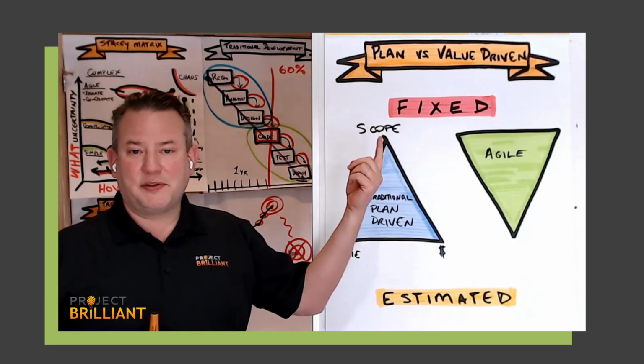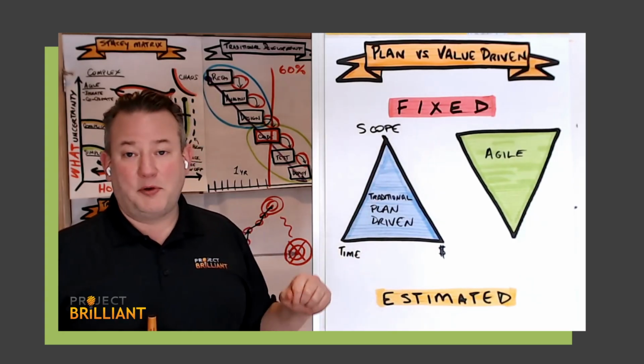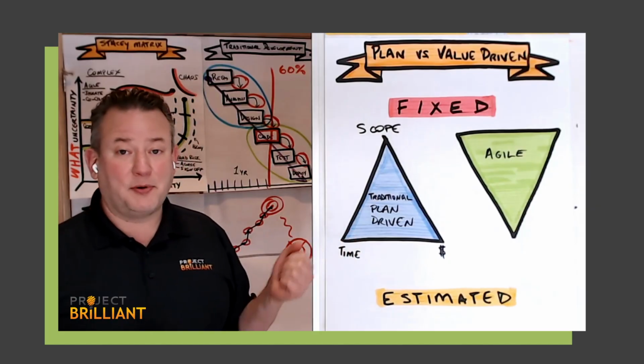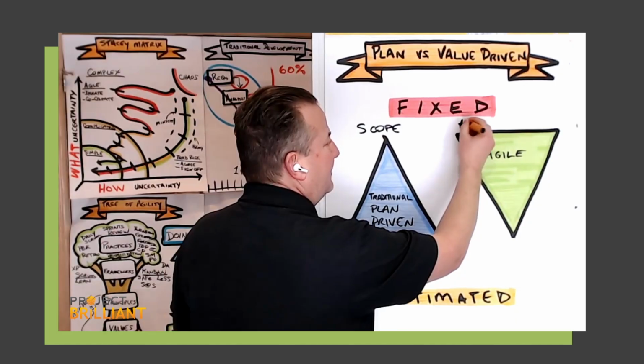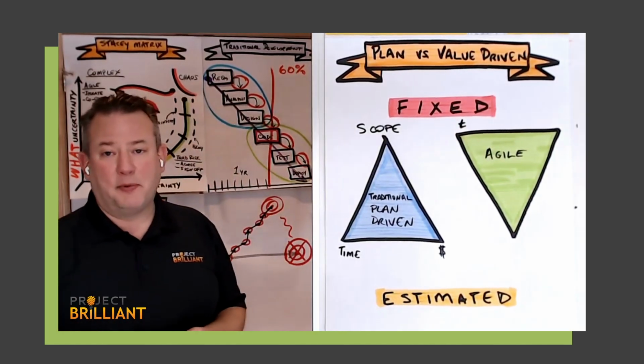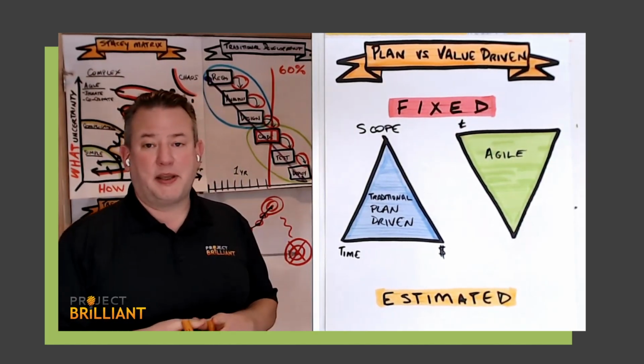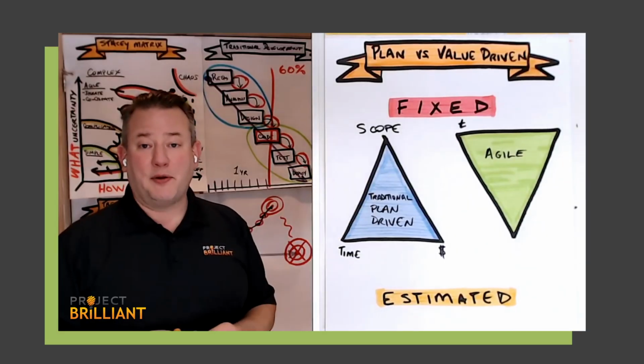And so instead of fixing scope and then deriving time and cost, what we do is go the exact opposite. In an Agile approach, what we're going to do is say, when do you want it? Let's set a date out there. So let's set the time as the first fixed variable. Let's set a delivery date, and let's say, I don't know, June 1st. And so we've got now a delivery date.